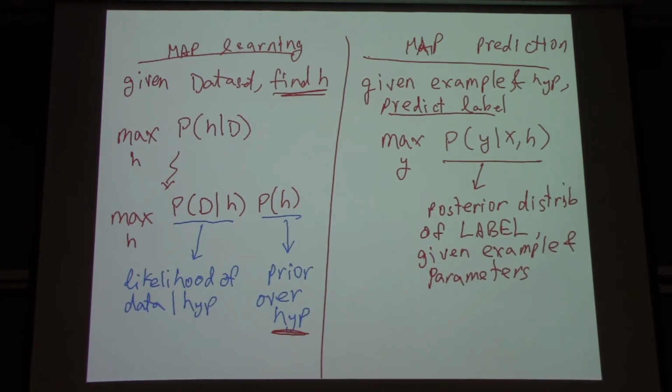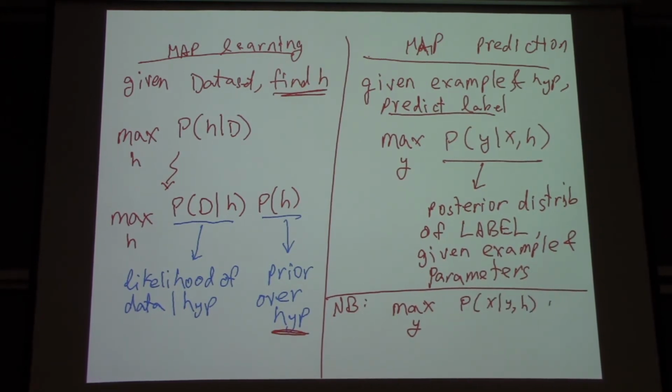And this is a confusion that is easy because we are using the same equation, except the random variables on the left and the right are different. On one side, the random variables are data set and hypothesis. On the other side, the random variables are examples and labels. For logistic regression, there is no prior because we are directly modeling the posterior. There is no prior parameters. In contrast, for naive Bayes, the similar MAP prediction would be max over y of P of x given y comma h, P of y given h. And we have the prior over the labels.